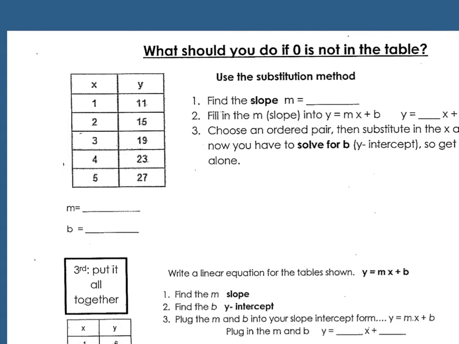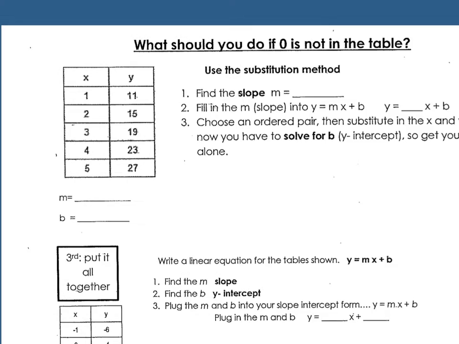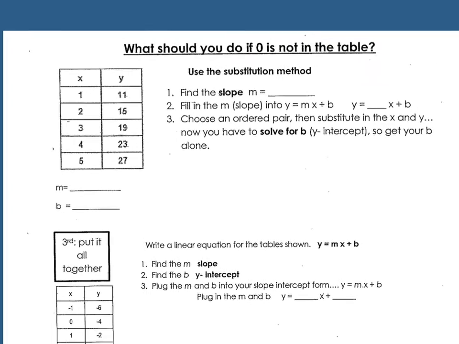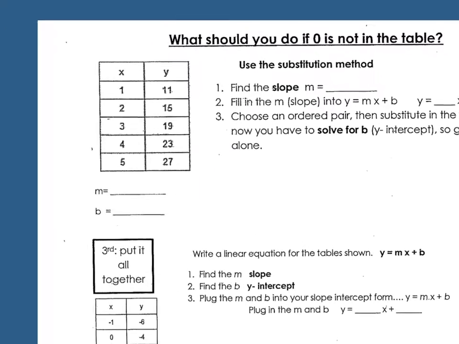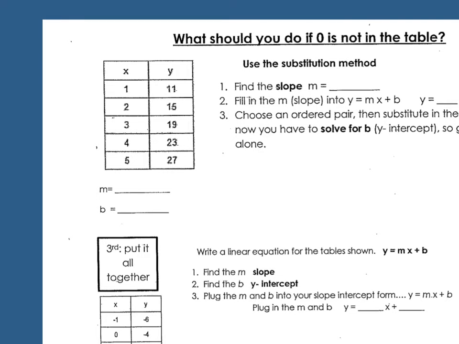So if we don't have 0 in the table, and it's not that easy to find the y-intercept, use the substitution method. So find the slope m. For this first table, what is my slope? I go from 11 to 15, 15 to 19, plus 4, and my x is going up by 1. So 4 over 1 is my slope.